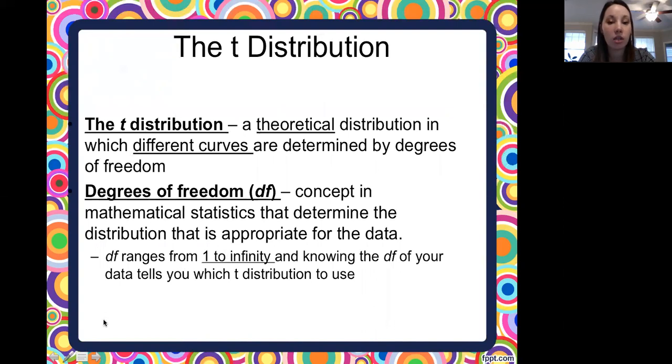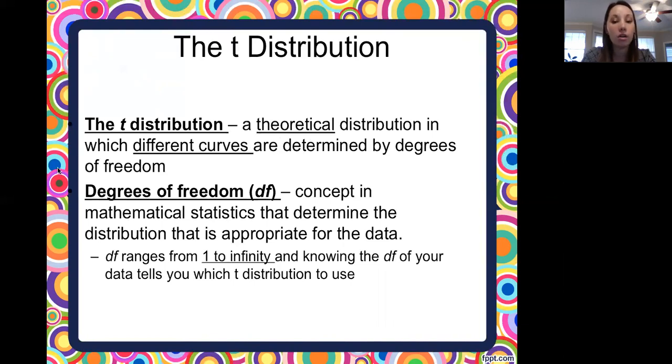The t-distribution is a theoretical distribution in which different curves are determined by degrees of freedom. There's a lot happening in that definition. First of all, we've got a theoretical distribution. If you remember from previous chapters, a theoretical distribution is one in which we use math and logic to derive probabilities. An empirical distribution, on the other hand, is the one where we have actual data. With a t-distribution, we have a theoretical distribution, so we're using math and logic to determine probabilities about events.